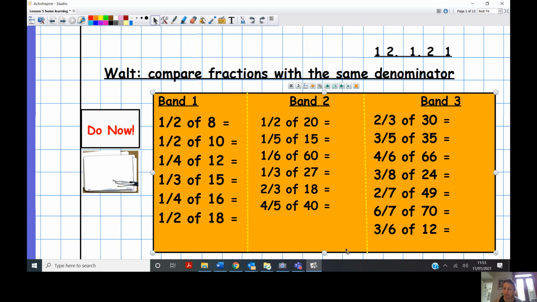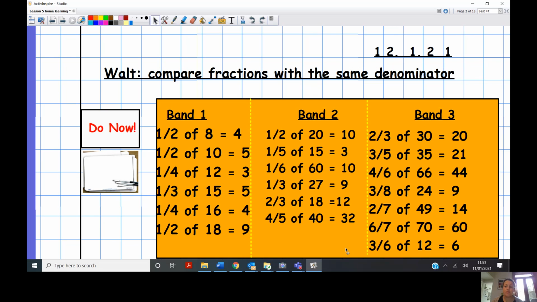Excellent, and now here is your opportunity to check those answers, making sure that you've completed the relevant band. If you've completed a band, you can always move into another one. Challenge yourselves. And please remember to upload your do nows to Seesaw.